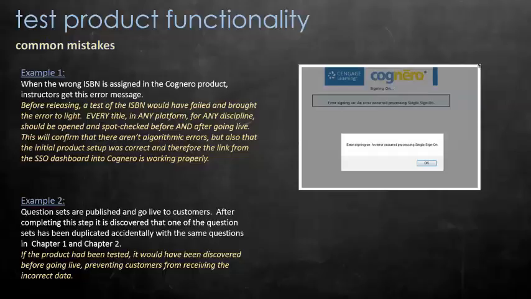One of the other examples of common mistakes is that question sets are published and go live to customers. After completing the step, it's discovered that one of the question sets has been duplicated accidentally with the same questions in Chapter 1 and 2. If the product had been tested, it would have been discovered before going live, preventing customers from receiving the incorrect data. And once they receive that incorrect data, it's a little bit tricky because we have to backtrack and they will know that there was a mistake made.